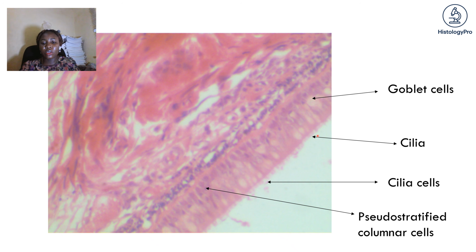The cilia are on top of the apical surfaces. Then you can see the ciliated cells; the cilia are on top of the cells. You understand? And this is what the pseudostratified columnar epithelial cells look like.